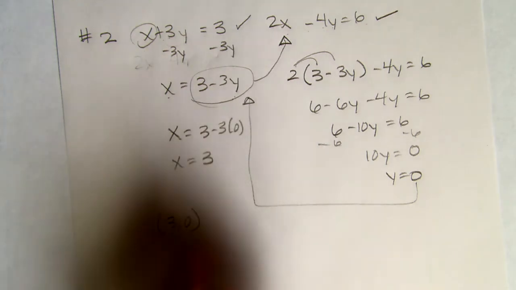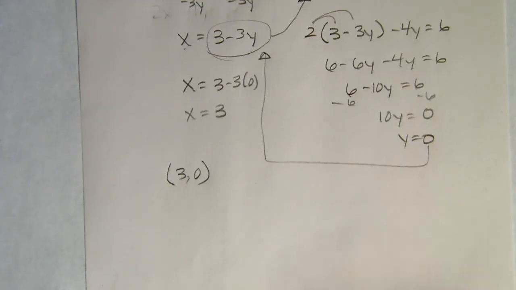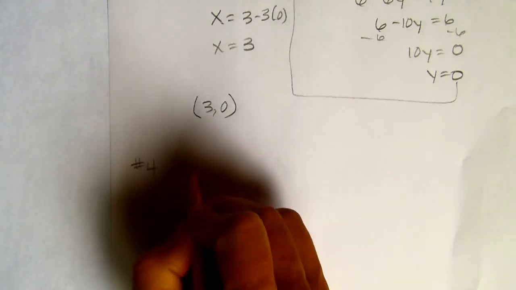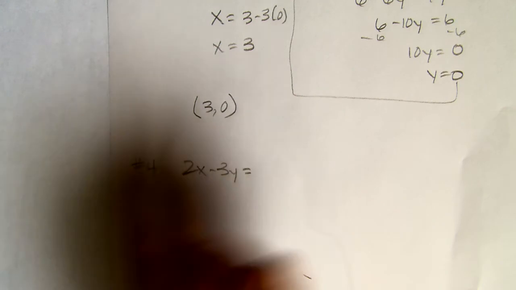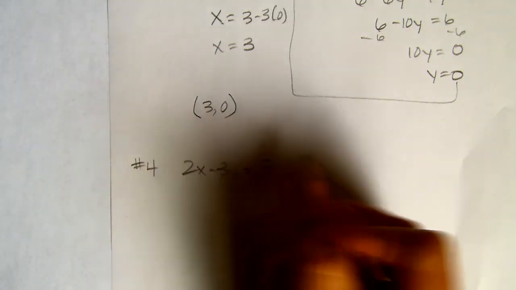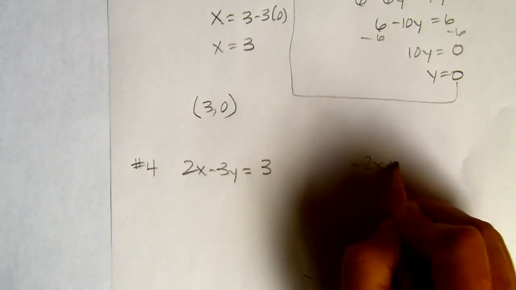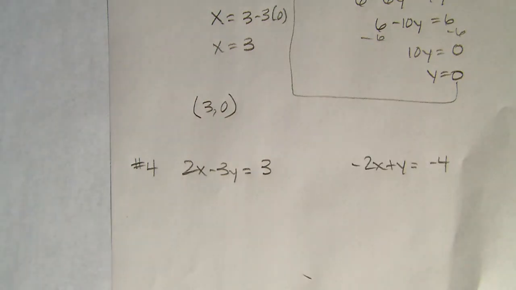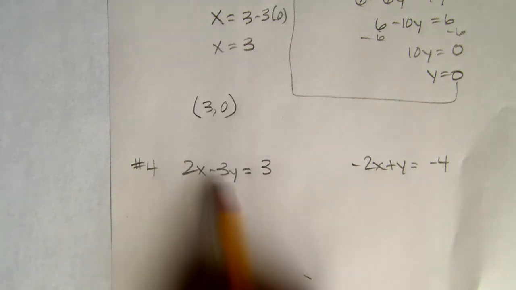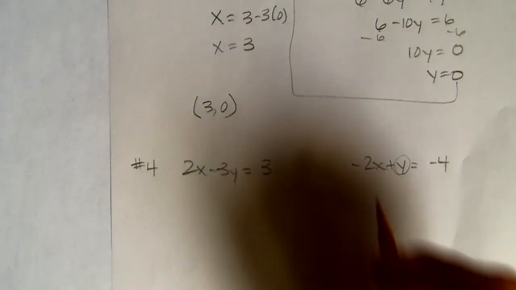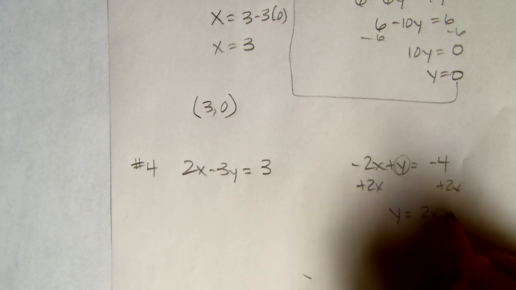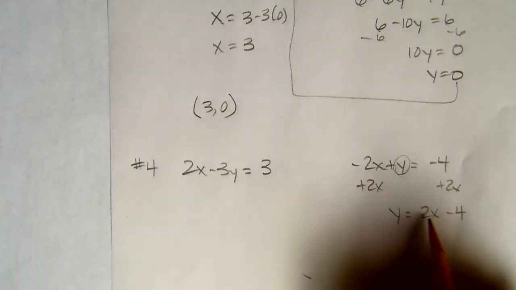In some cases, the idea is to find which variable is by itself. So, for example, number 4, 2x minus 3y equals 3, and negative 2x plus y equals negative 4. Which equation would you use to get x or y by itself? Well, I don't want to use this one. Here I see y by itself. So I'd add 2x to both sides. I like to have the positive term first, so I'm going to write it as 2x minus 4.